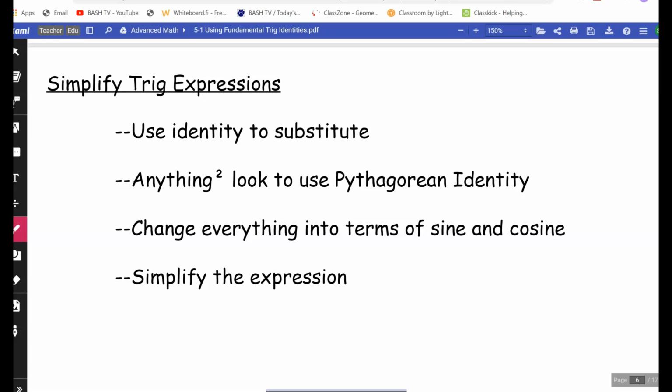You're not going to change everything, because if you change everything, then you're still going to have different trig expressions, and you can't simplify, because the last step, after you do some of the identities, is simplifying, and that's where the algebra comes into play in finishing the solution.